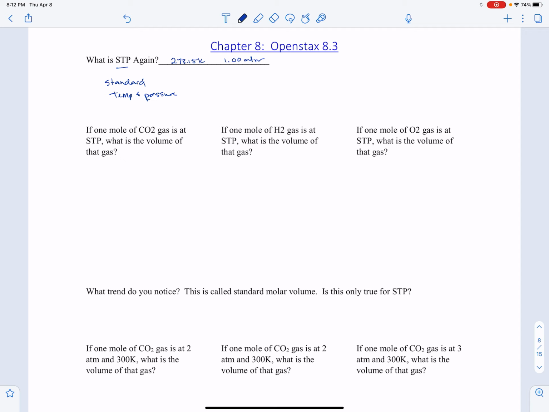First series of questions. If 1 mole of gas is at STP, what is the volume of that gas? Now, you've actually already answered that. We're going to solve it, but we'll refer back to where you've already answered that, and you may remember the answer already. So remember, PV equals nRT. Solve it for V.